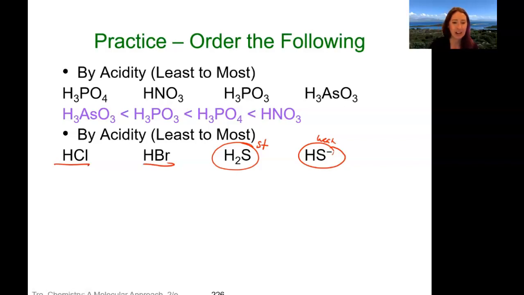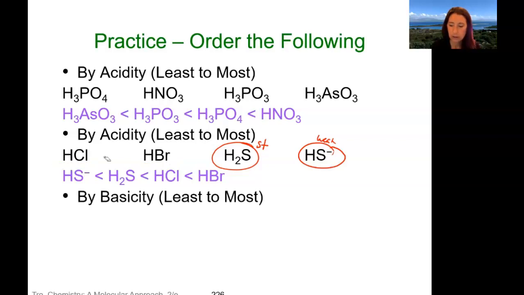Which one do you think is stronger, HBr or HCl? HBr. Yeah. So whichever one is lower on the periodic table is going to be the stronger one.